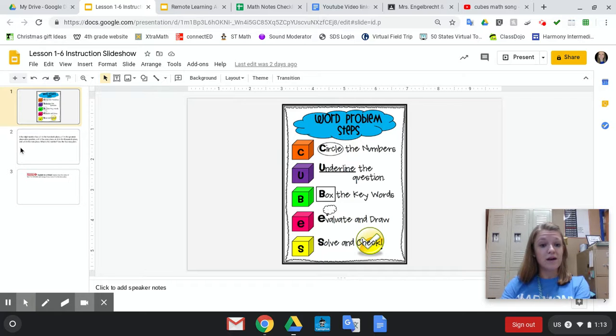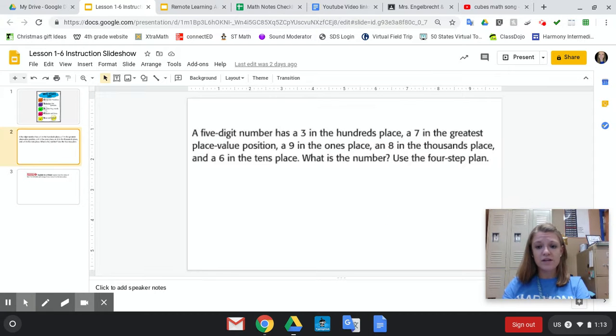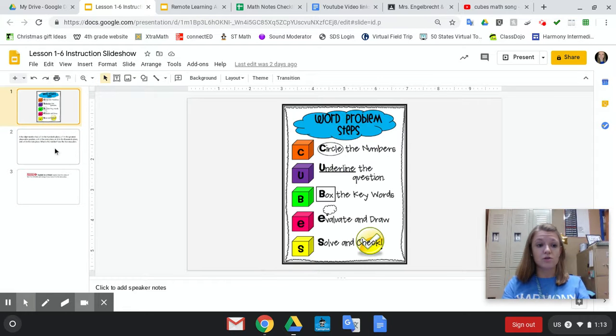Okay, other than that, I'm going to move on and show you how to use CUBES. There's also a video attached to this, so you can watch the video. It's kind of like a little song that helps you understand CUBES a little bit more. But for right now, let's use CUBES to help us solve a problem. So C, let's go back. C means to circle the numbers.